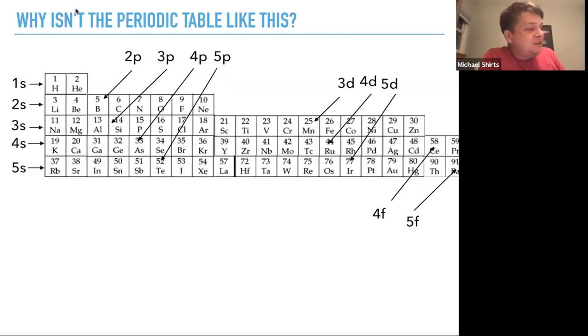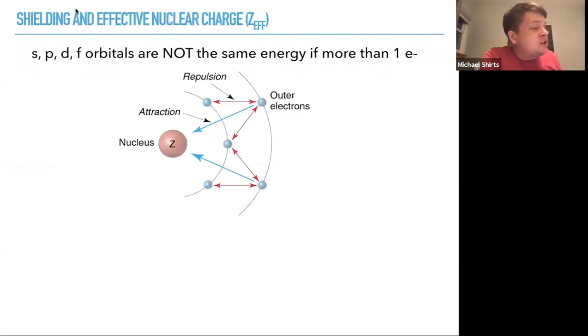In order to make it fit the pattern like this, we have to jump straight from 18 to 21, and then go to 19. This doesn't match up with what we see. We'd expect that if you had all the ones together, the twos together, the threes together, this is what we get, but it's not. And the reason is the s, p, d, f orbitals are not the same energy if there's more than one electron.